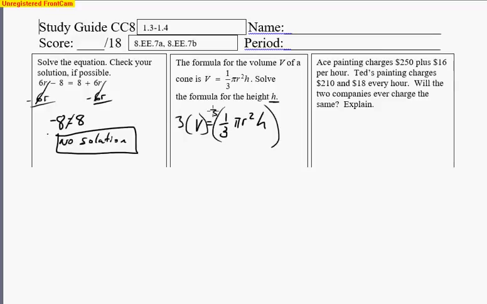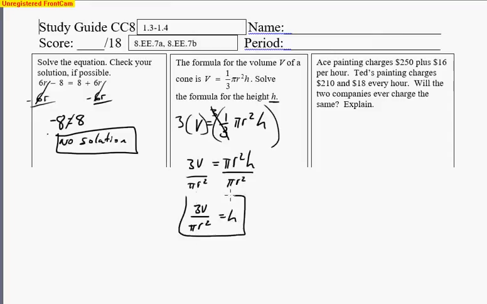And what happens here is the 1/3 will cancel out as I multiply by 3, and I'm left just with pi r squared h. And then on the other side of the equal sign, I have 3v. So now I'm going to divide by pi r squared on both sides. And so what I'm left with is 3v all over pi r squared equals h. And that's my answer.